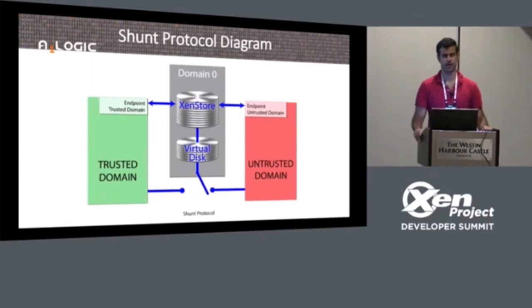And here is a diagram of that. You can see the trusted domain and untrusted domain share a virtual disk that is managed by domain 0. And the XenStore database is also managed by domain 0. And that is the communication medium over which the trusted and untrusted domains communicate all of their communications, in this case, the shunt protocol.